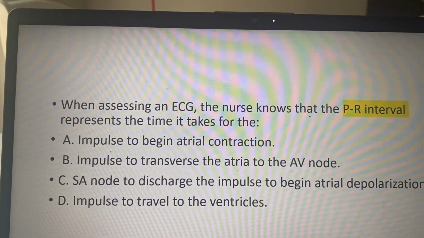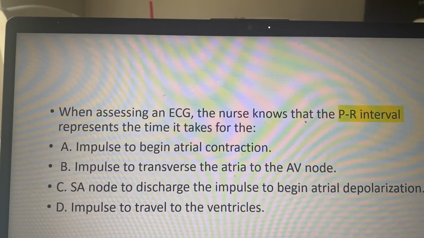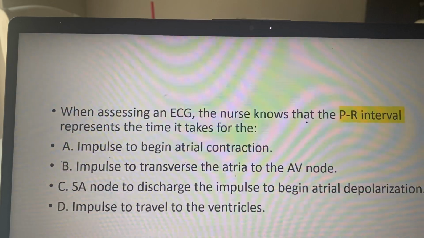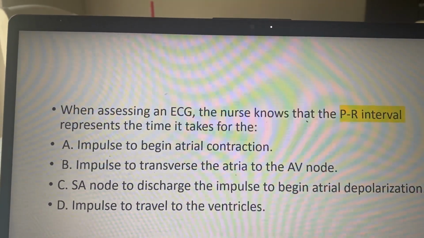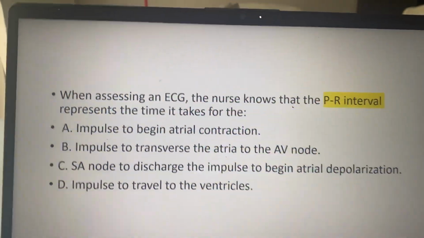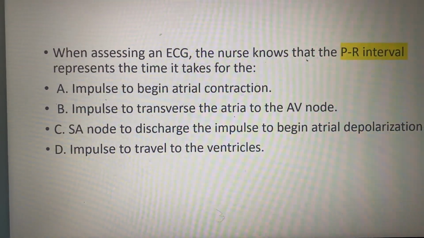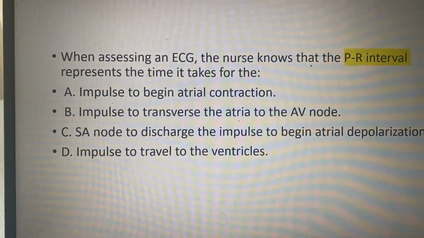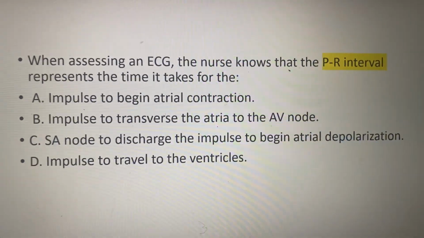B, impulse to traverse the atria to the AV node. Well, I think it's a little bit further than that. C, the SA node to discharge the impulse to begin atrial depolarization, which is the opposite of A, right? And I know sometimes you've been taught that if something says the opposite, it's going to be one of those, and that's not necessarily true. D, impulse to travel to the ventricles.